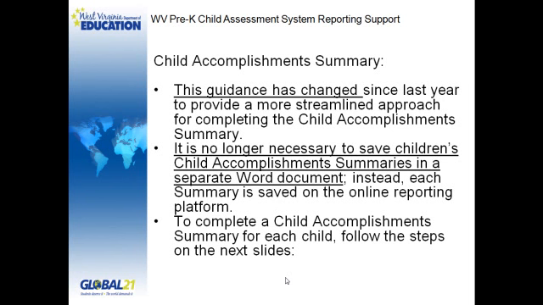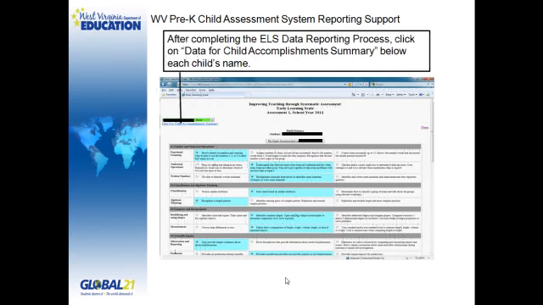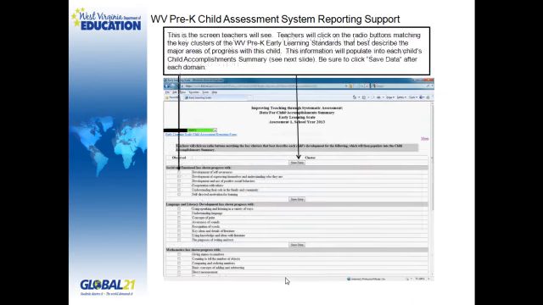So to complete a Child Accomplishment Summary for each child, I want to show you this to actually let you see what your teachers are doing. After they enter data for the ELS, they'll click on Data for Child Accomplishment Summary for each child. And then what we've done here is, with our alignment between the Early Learning Scale and the West Virginia Early Learning Standards Framework, we've identified the clusters of the Early Learning Standards Framework. And this is what will be populated into the child accomplishment summary.